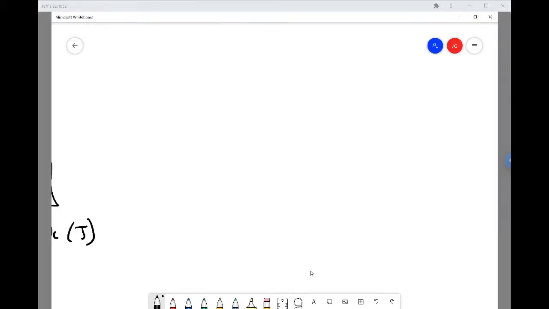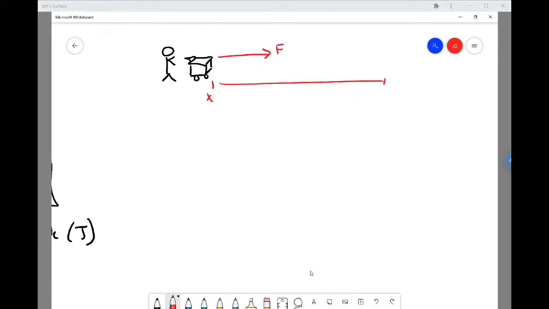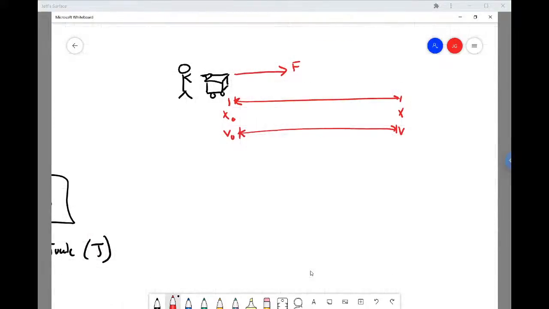Okay, so again, the situation is there's a shopping cart, and someone pushing the shopping cart, and then there's an applied force, F, in the horizontal direction, and that's it. That's the only force that matters. And the shopping cart goes from some initial position to some final position. It has some initial velocity, which we could say is 0, and it accelerates to some final velocity. It goes from point A to point B, from velocity v naught to v. And we want to see how this connects up with this concept of force, this concept of work.